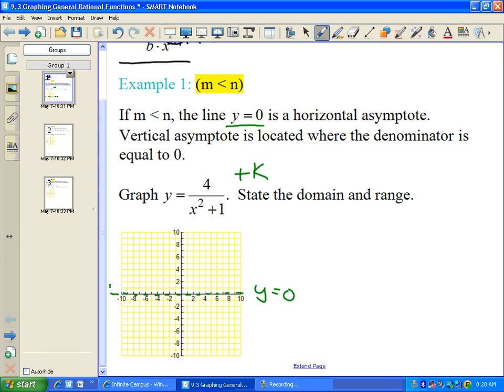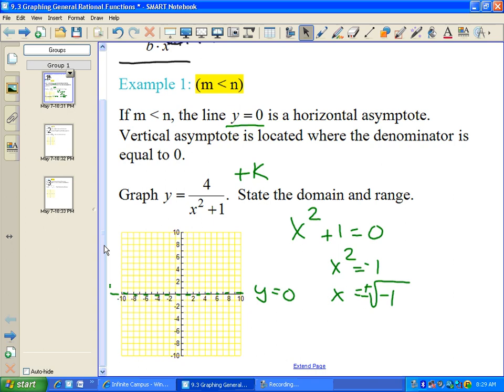My vertical asymptote is when my denominator equals 0, so I set my denominator equal to 0, I get x squared equals -1. I square root both sides. x is equal to the square root of -1, plus or minus i. Please look on the graph and tell me where i is. It's not there. So does this particular problem have a vertical asymptote? No, it does not. Okay?